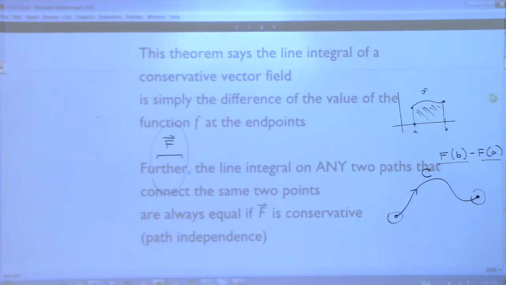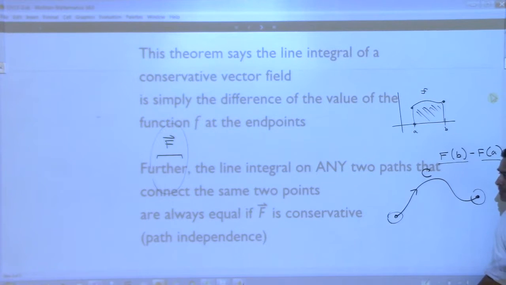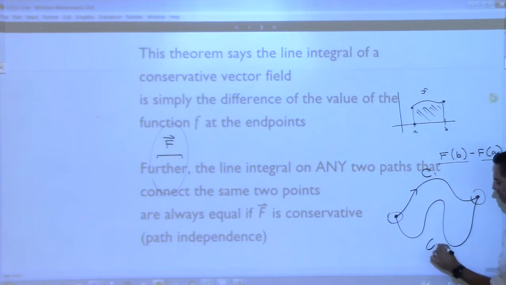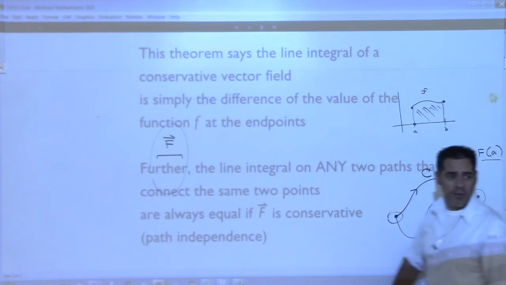Further, the line integral on any 2 paths that connect the same 2 points are always equal if f is a conservative vector field. So imagine we had this path C, we'll call it C1, and what if I did another path like that, and we call that C2? Then the answer will be the same, regardless of the path, so long as what? The field that we're in is conservative.